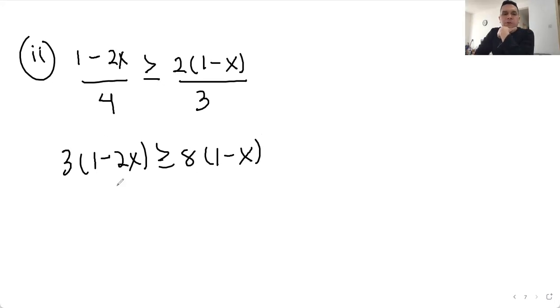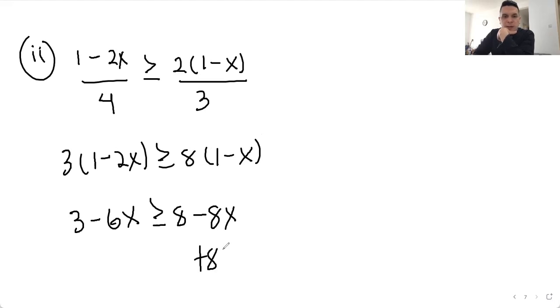And then we just distribute these numbers. So we get 3 times 1 is 3. 3 times negative 2x is negative 6x. And then we get 8 times 1 is 8 minus 8x. All right, I'm gonna put all my x values on this side, so I'm gonna add 8x. And I'm gonna send my numbers to the right-hand side, so I'm gonna subtract.